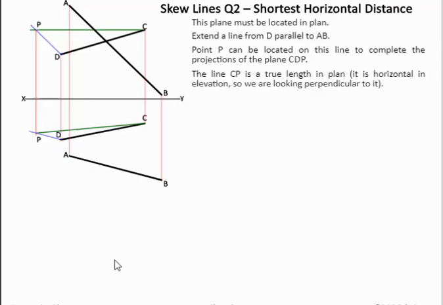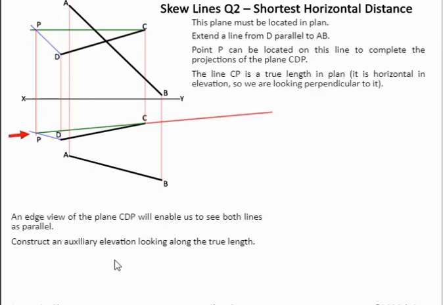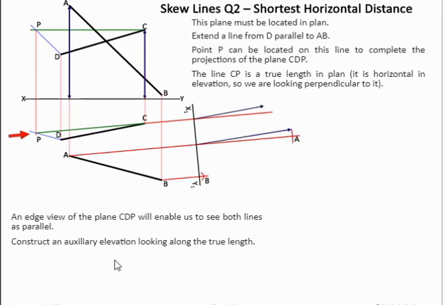So if we look along that true length now and construct our x1, y1 line, find our two lines, again getting our measurements from our previous xy line, we should have two parallel lines. So we have two parallel lines here. Now in this question we're looking for the shortest horizontal distance.